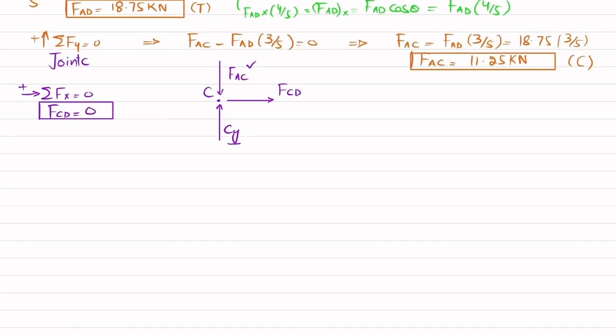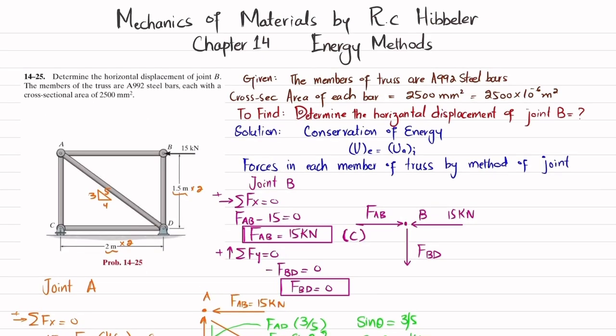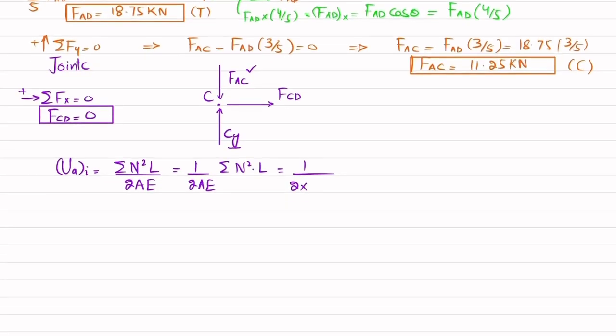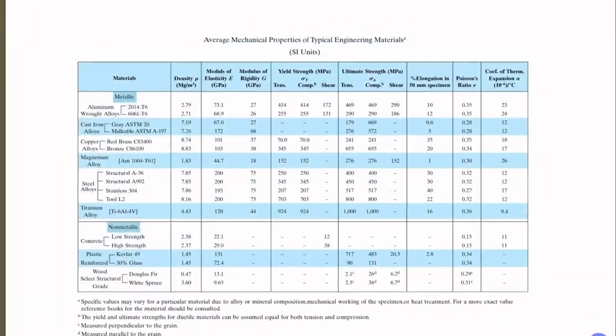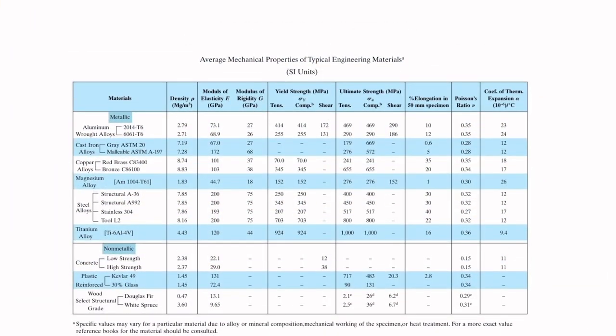So what we are going to do is find the strain energy due to axial loading, which is equal to the sum of n square L divided by 2AE. We will take 1 over 2AE outside, leaving the sum of n square multiplied by L. For the 5 different members, I will write 1 over 2, area is given as 2500 into 10 to the power minus 6, into E. E is 200 gigapascal, 200 into 10 to the power 9. You can check it from the property table. Let me show you. You can see for A992, E is 200 gigapascal.